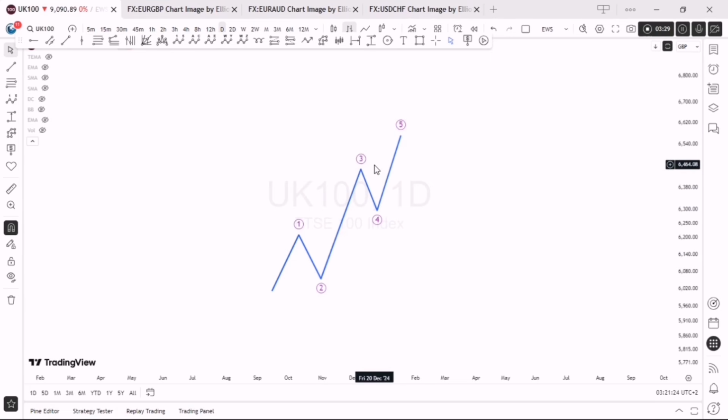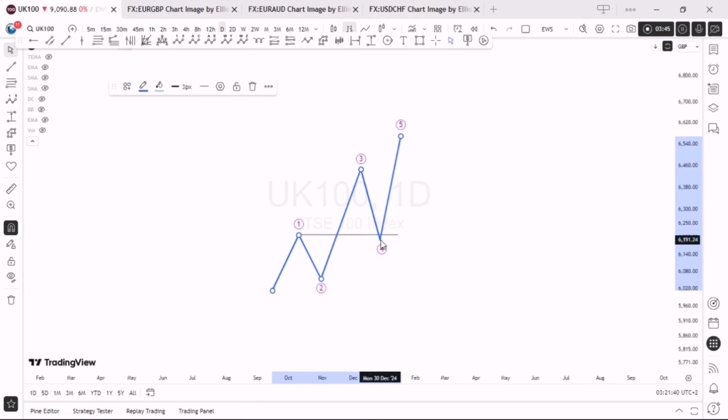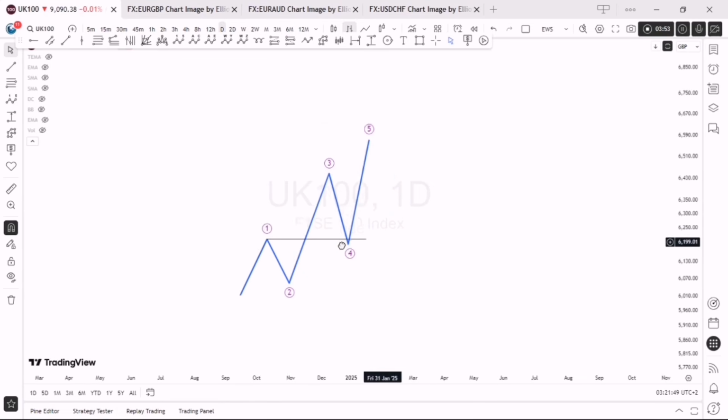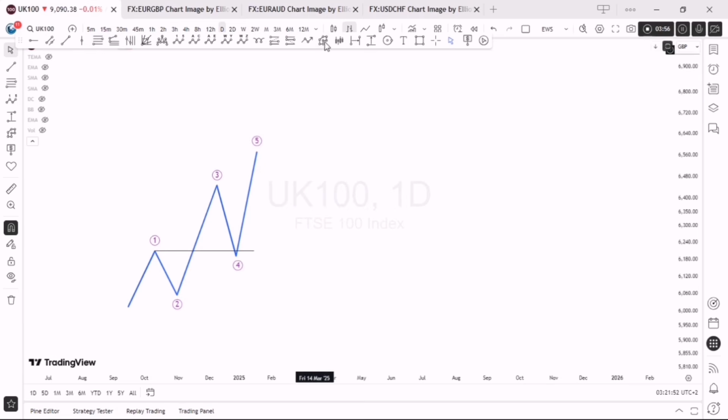Then the other rule says wave 4, this one right here, cannot overlap with wave 1. So what does that mean? Let me correct it. Where wave 1 ends is up there. So that means wave 4 cannot enter this price territory and end there as wave 4. Don't get me wrong when I say that it cannot enter this price territory. Let me show you an example. Sometimes your wave 4 will overlap with wave 1 but will not end there.